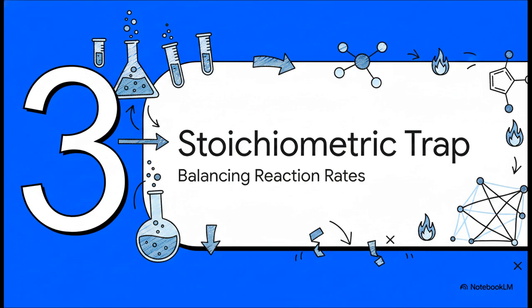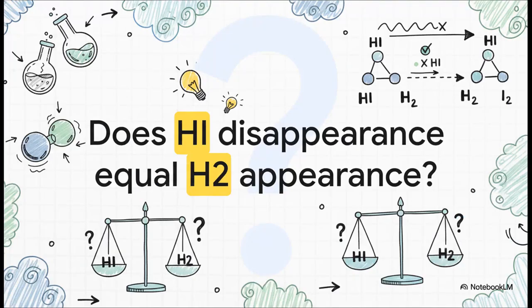All right, we have arrived at Section 3, the stoichiometric coefficient trap. Please pay super close attention here, because this is one of the most common pitfalls where test takers just hemorrhage points. Let's run through a hypothetical exam scenario. We have the decomposition of hydrogen iodide: 2HI yields H2 plus I2. Now, if the exam asks you, does the rate of disappearance of HI equal the rate of appearance of H2?